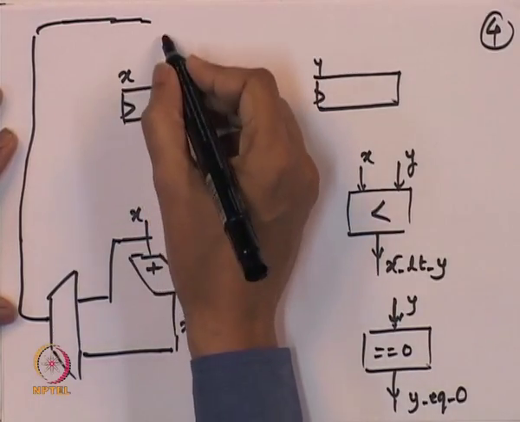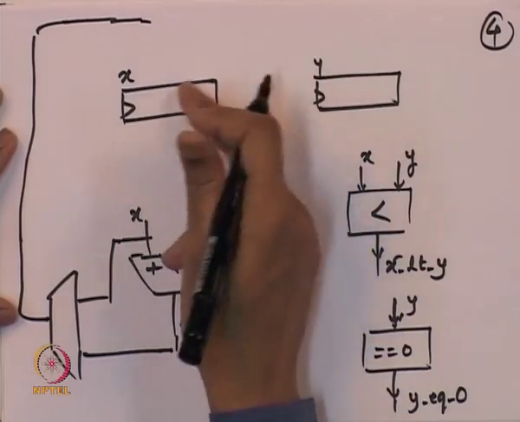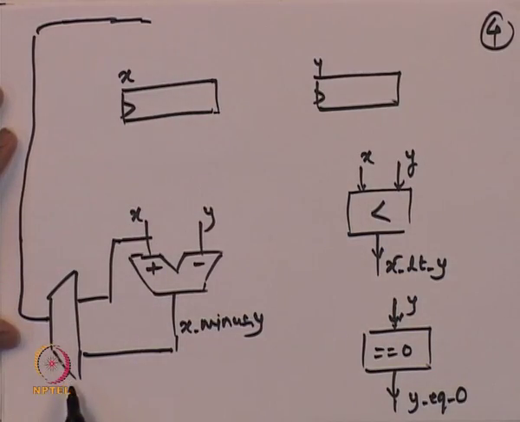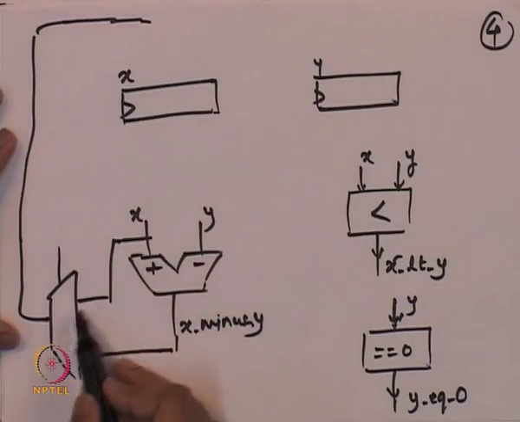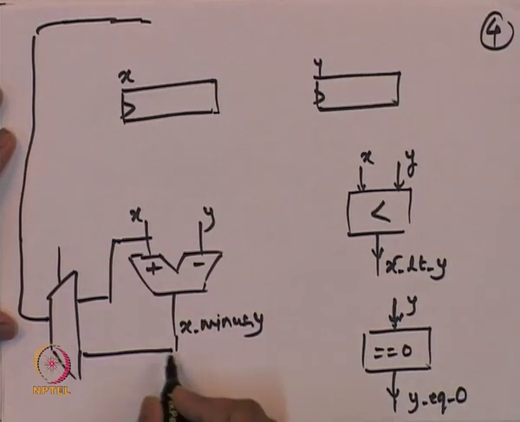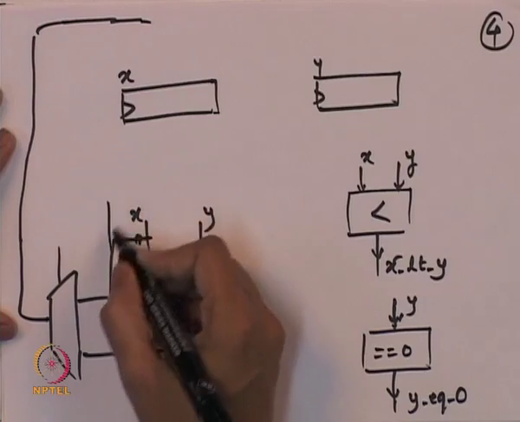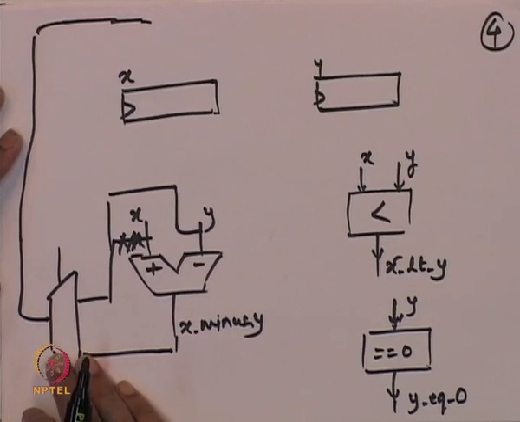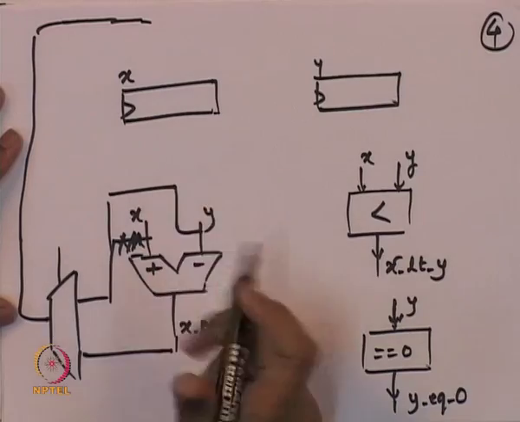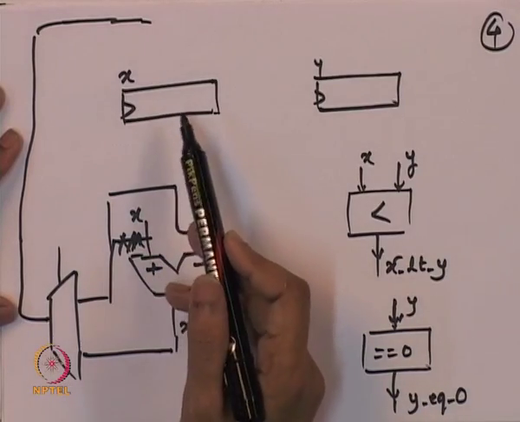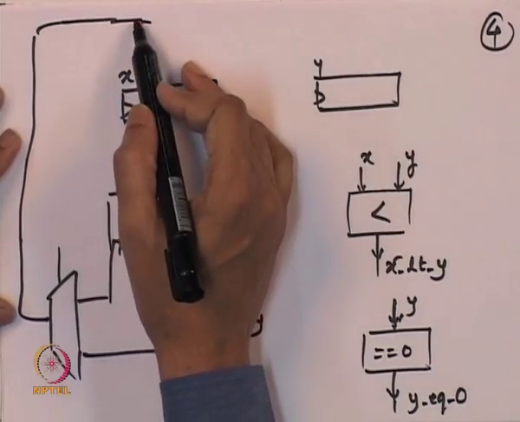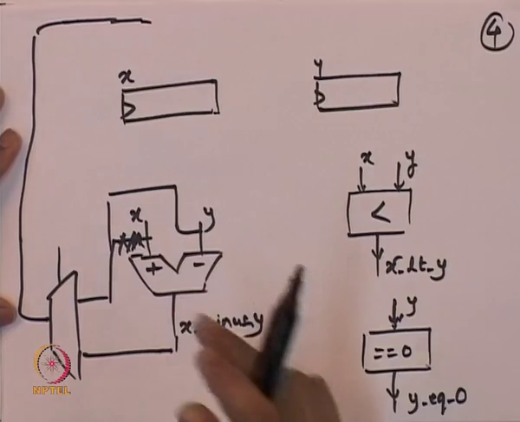I am deliberately still not completing this path because we will realize that we will need something more for the algorithm to start. So, we will require a multiplexer which, based on a select signal, will either route x minus y or, in case swap is required, route y. We will have a clearer picture of this, but just realize the need that x might have to be loaded depending on different conditions, either with y in case of swap or with x minus y. So, we require a multiplexer whose output will eventually be routed to register x.